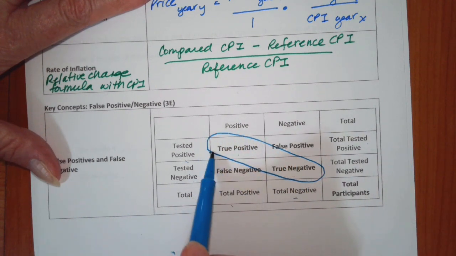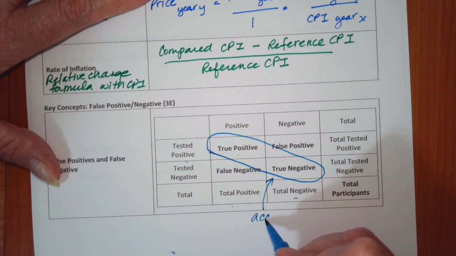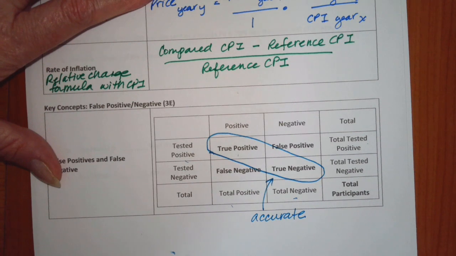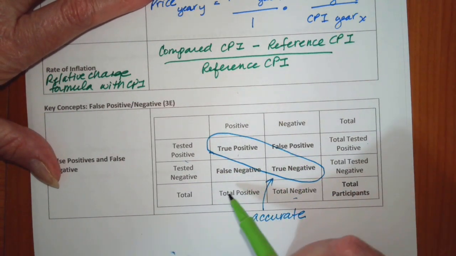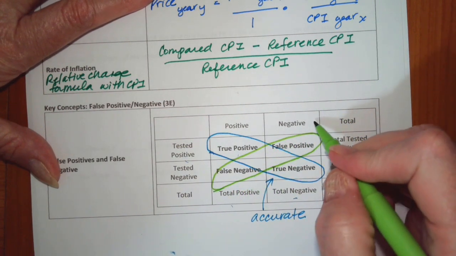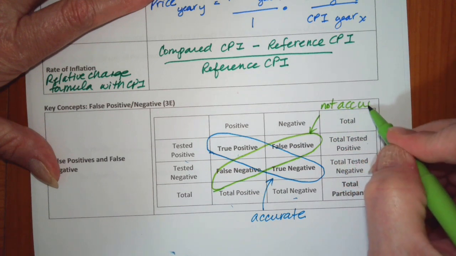These are the results that are accurate. And these are the results that are not accurate.